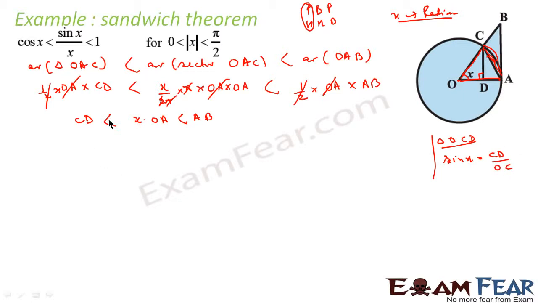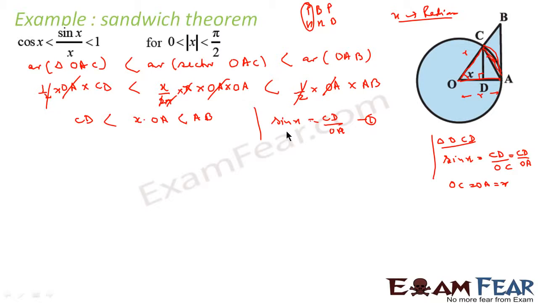Now, but we don't have OC here. We have CD, yes, we have CD here. We have OA and AB. We can see that this OC is R, OA is also R, correct? So we can write OC is equal to OA, because both these are radius. So we can write this CD by OC as nothing but CD by OA. With that, we have CD, OA, everything in this equation. So the first equation we get here is sin x is equal to CD by OA. That is the first equation we have.